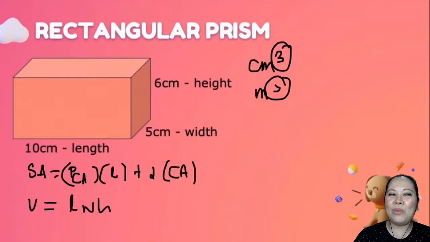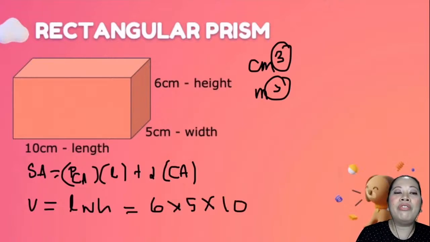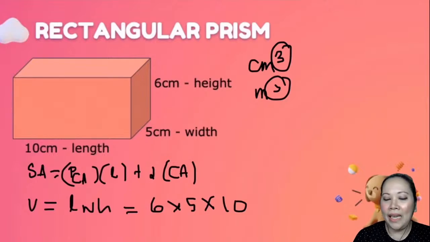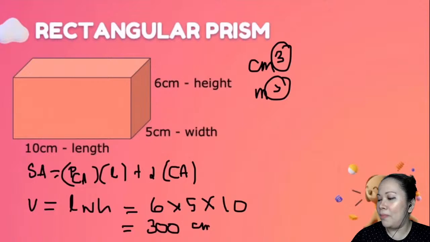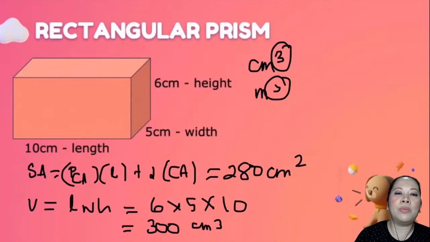So for this case, we have the height, the length, and the width. All we need to do is multiply. So 6 times 5 times 10 will be the volume of your rectangular prism, not the cross-sectional area. The volume of your rectangular prism. So 6 times 5 times 10 will be the volume, which is 300 cm cubed. Remember, the surface area was 280 cm squared, so the volume is 300 cm cubed.